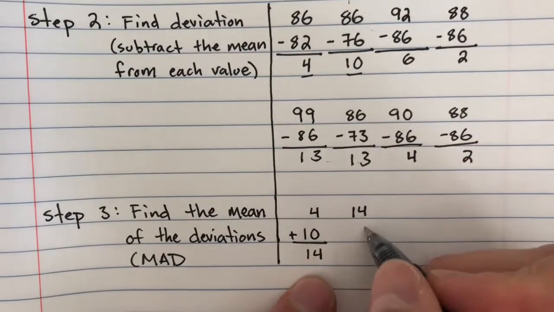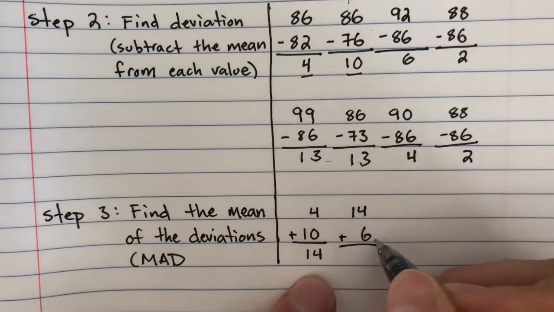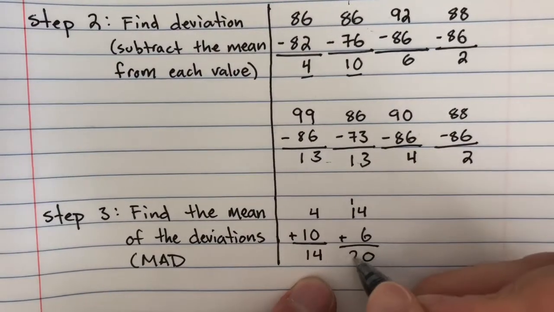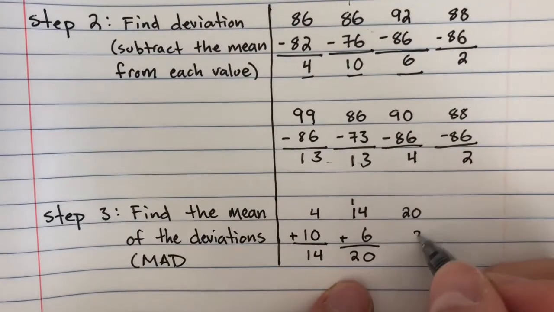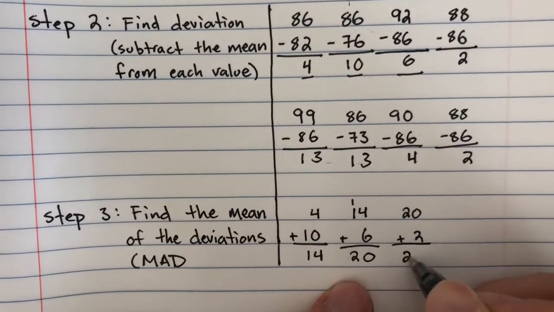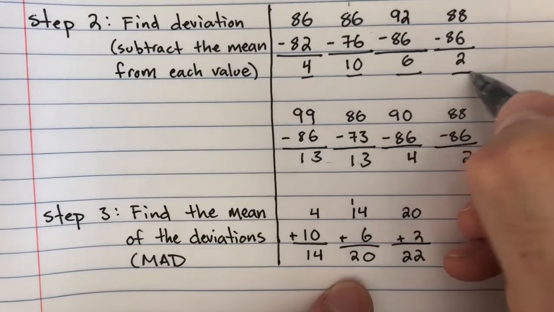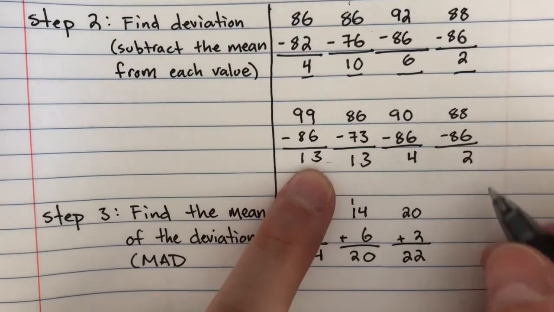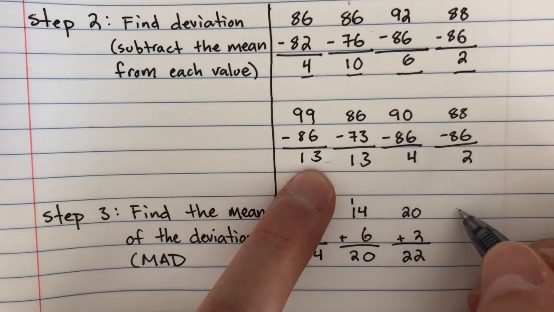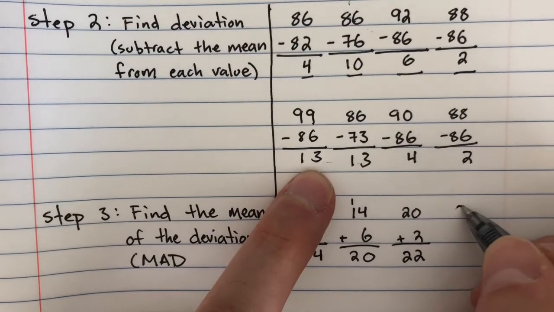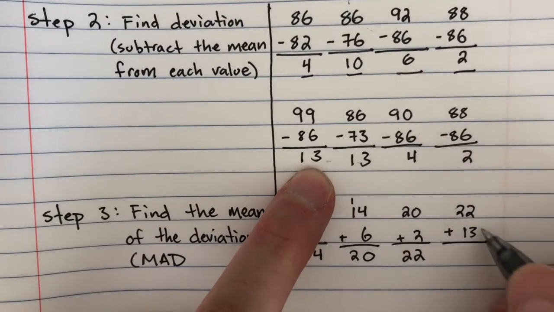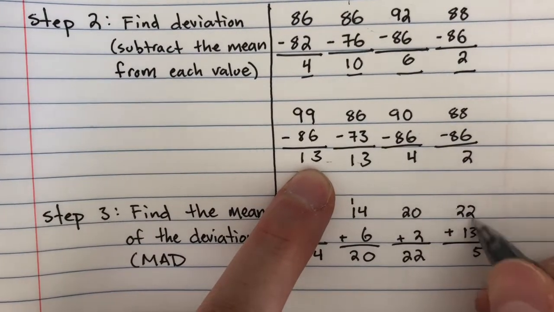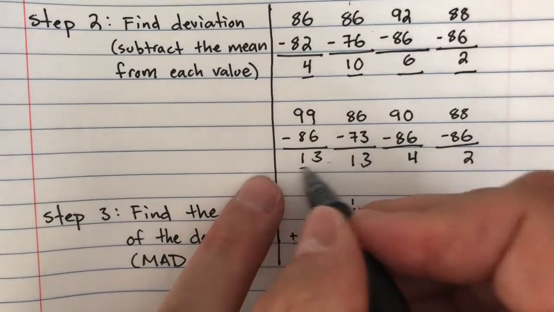14 plus 6 is 20. 20 plus 2 is 22. And then I've got 13 here. So I'm going to do 22 plus 13. It's 5, and that's 3. So underline that.